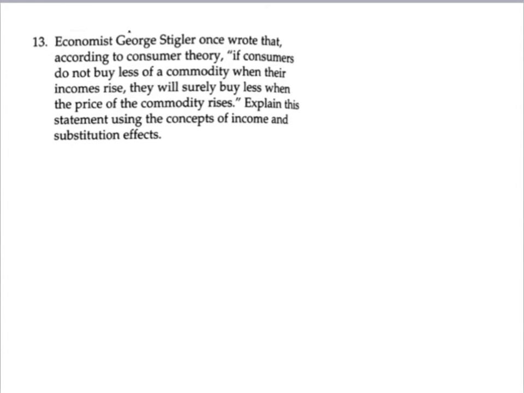So the basic idea is we want to start by looking at the given part of the hypothesis. If consumers do not buy less when their incomes rise, think about what this tells us about whether the good is having positive or negative income effects. So we're told that when income goes up, so I goes up, then the quantity the person buys will either go up or stay the same. So it can't go down.